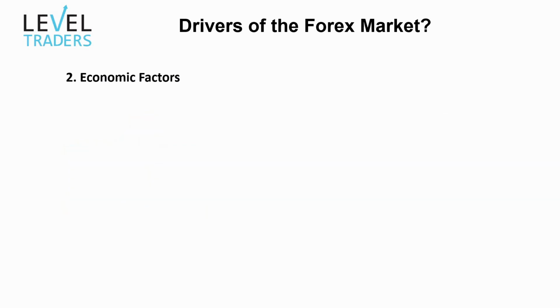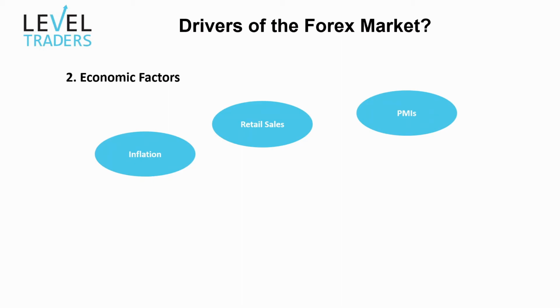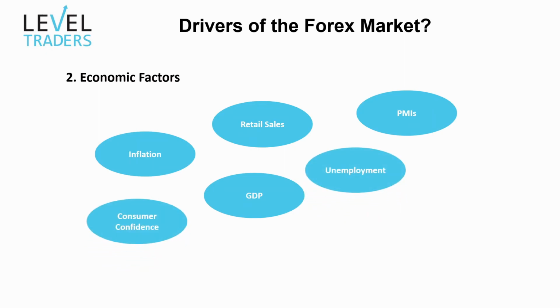The second driver is economic factors like inflation, retail sales, PMI data for both services and manufacturing, GDP, unemployment data, consumer confidence. Then there's fiscal policy. For example, the UK budget is widely watched by traders as it can move the pound sterling depending on what the UK Chancellor announces. So there are many factors here, which is why it's different to stocks. It takes a lot to move a currency because there are so many economic factors that can influence it.